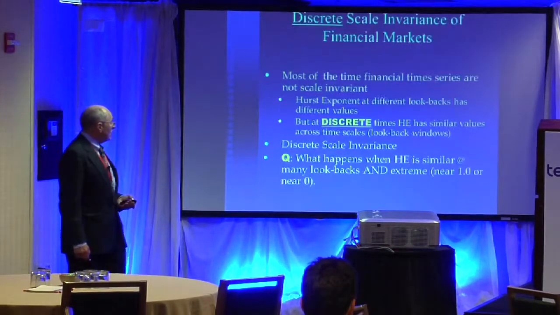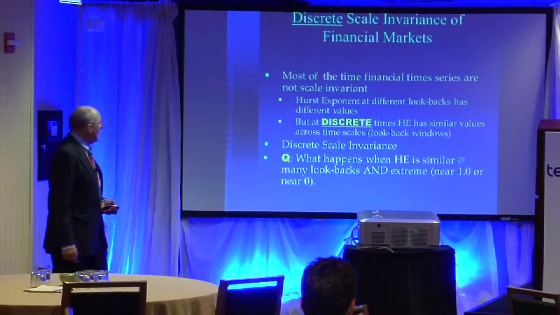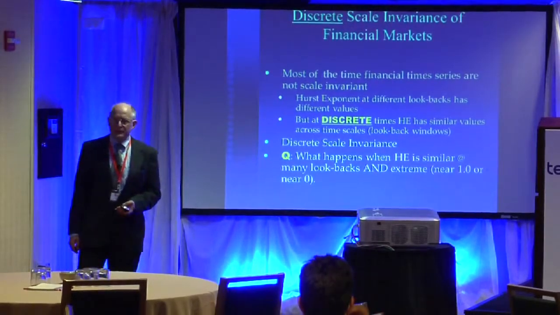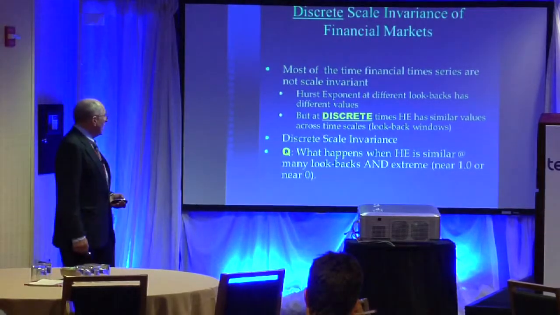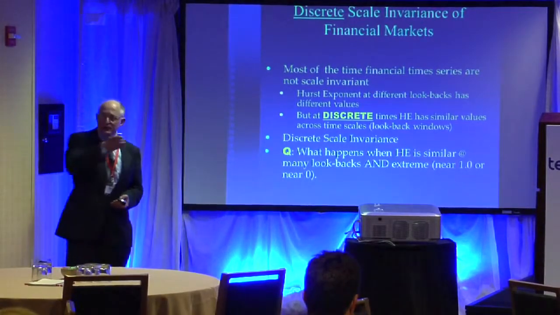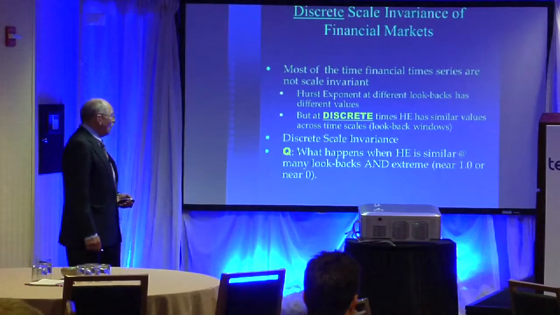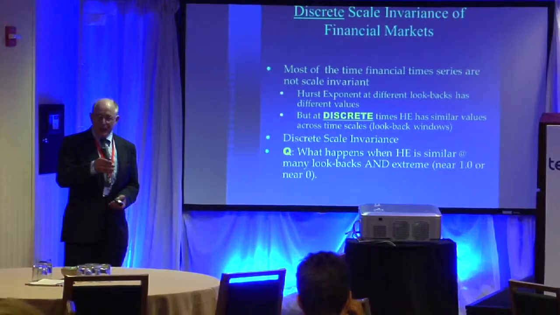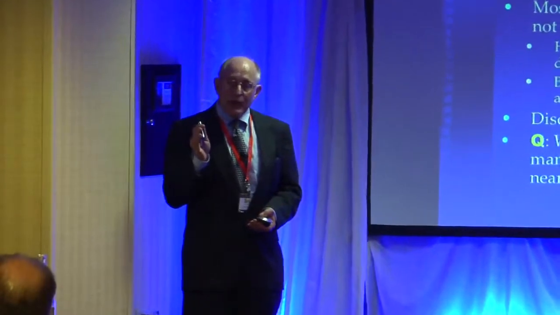It turns out that financial market time series don't display this property except infrequently. And that's what Parallax means by discrete scale invariance. At discrete times, financial time series do show scale invariance. And that means that the Hurst exponent computed at various look-back levels is going to take on roughly similar values. So they asked the question, what happens when scale invariance shows up in a financial market time series and that value is either close to 0 or close to 1? And that was the basis of this extreme Hurst signal.